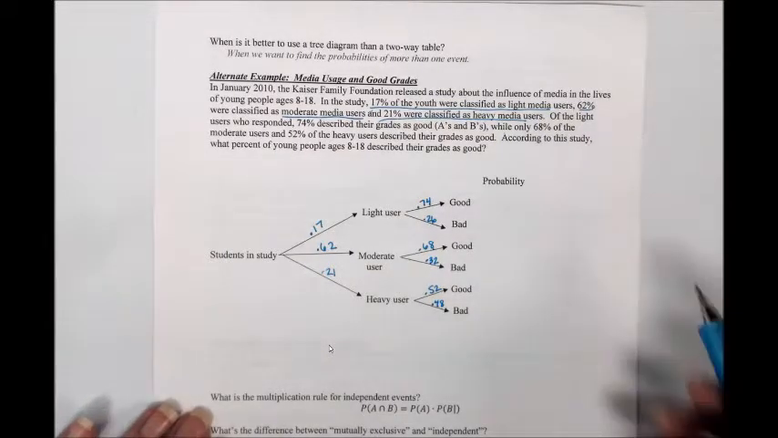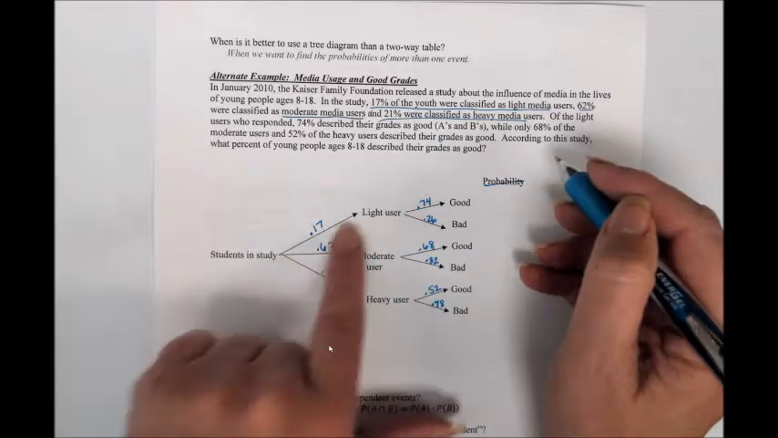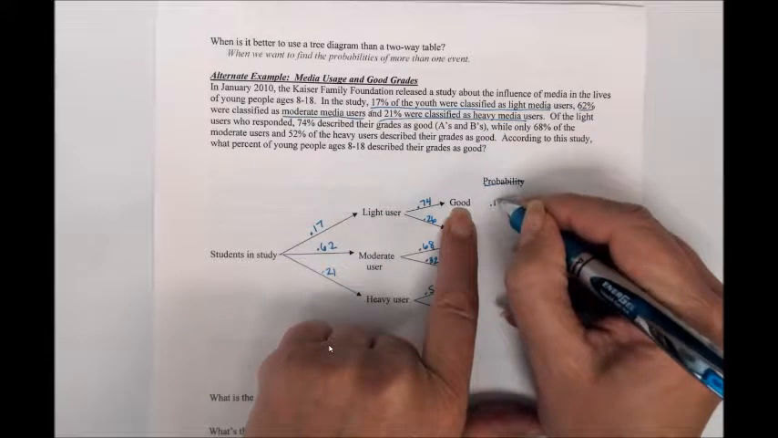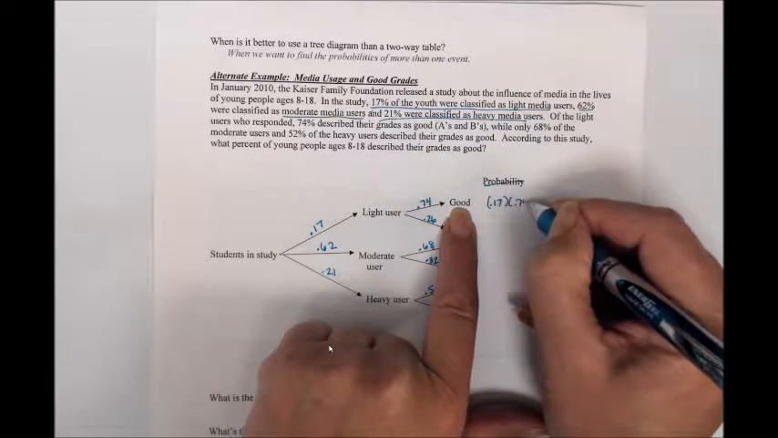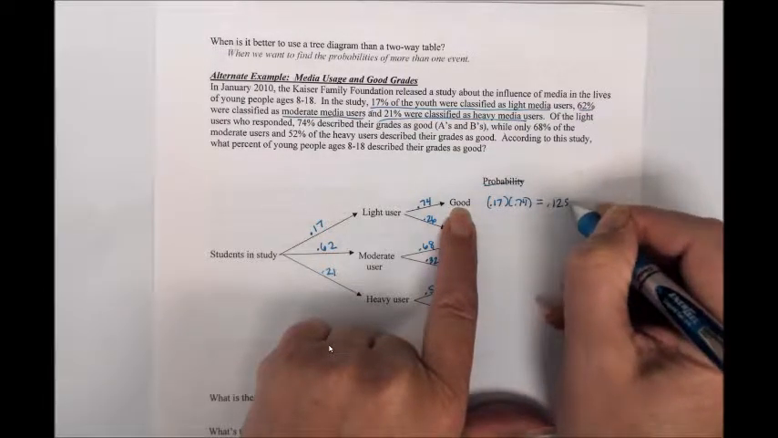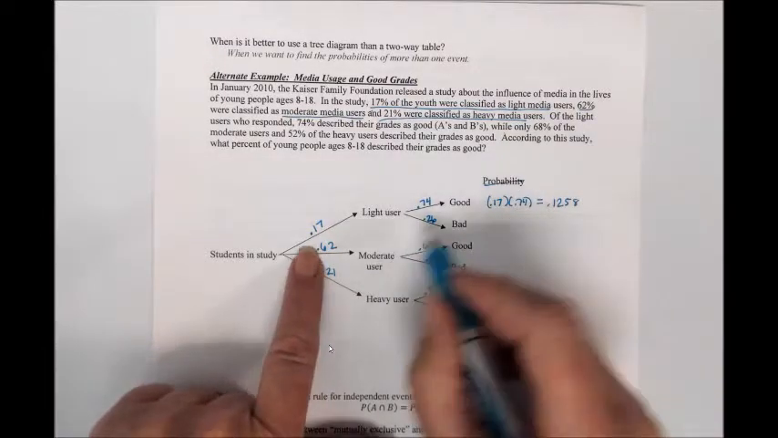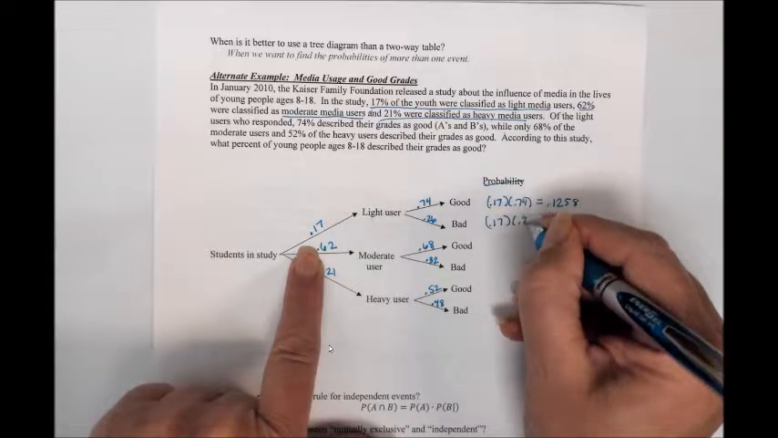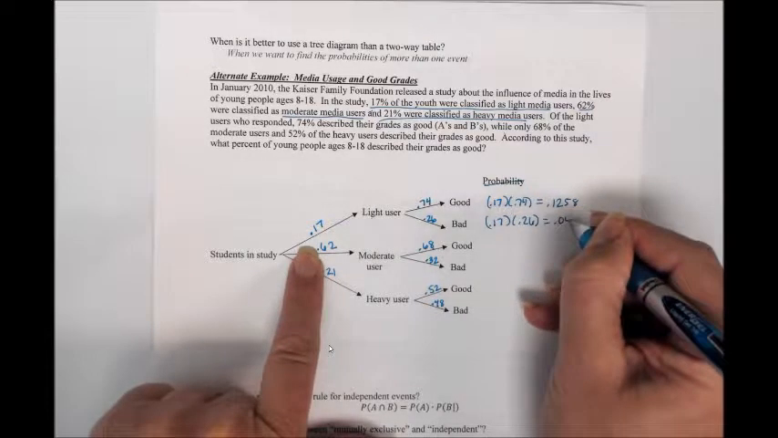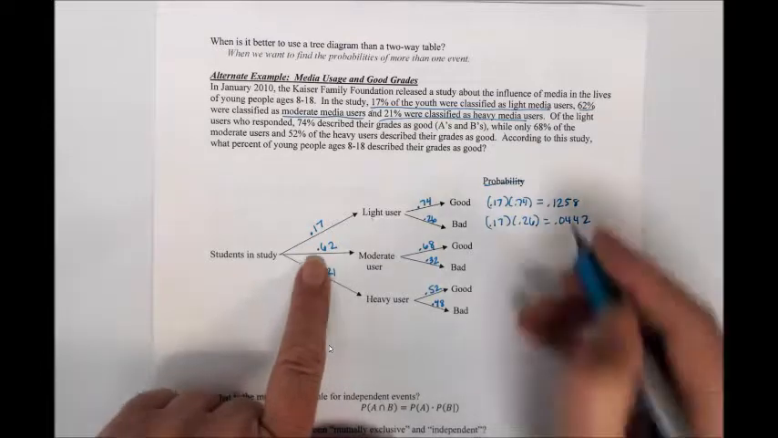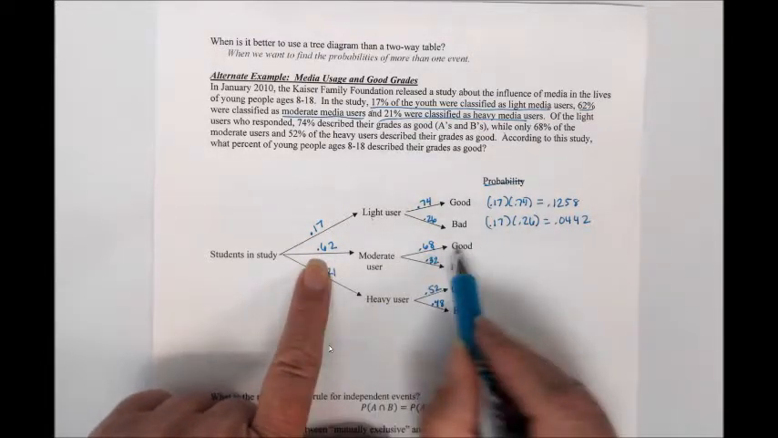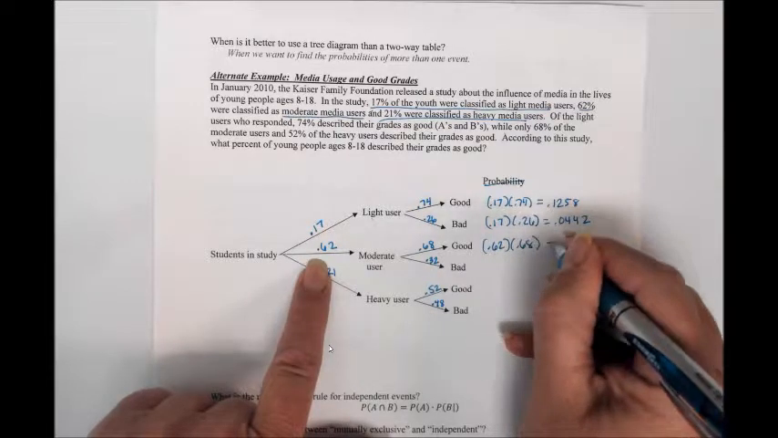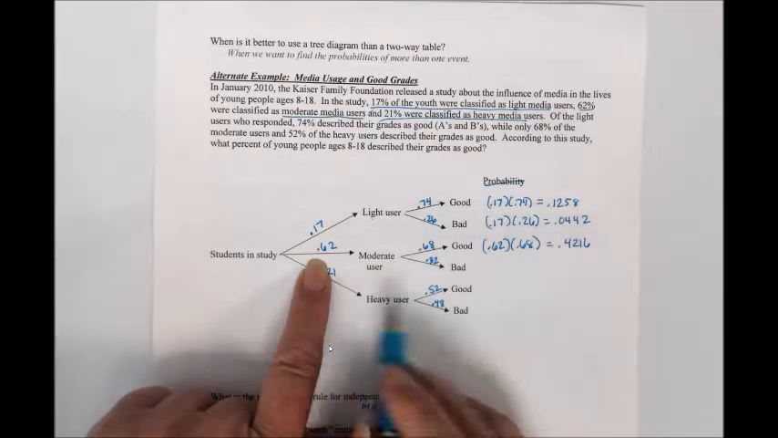So then to calculate the probability, so the probability that they are a light user and good, I would just multiply those probabilities together. And that gives me 0.1258. And then light user and bad, 0.17 times 0.26, and that's 0.0442. And then a moderate and good, 0.62 times 0.68. Moderate and bad.